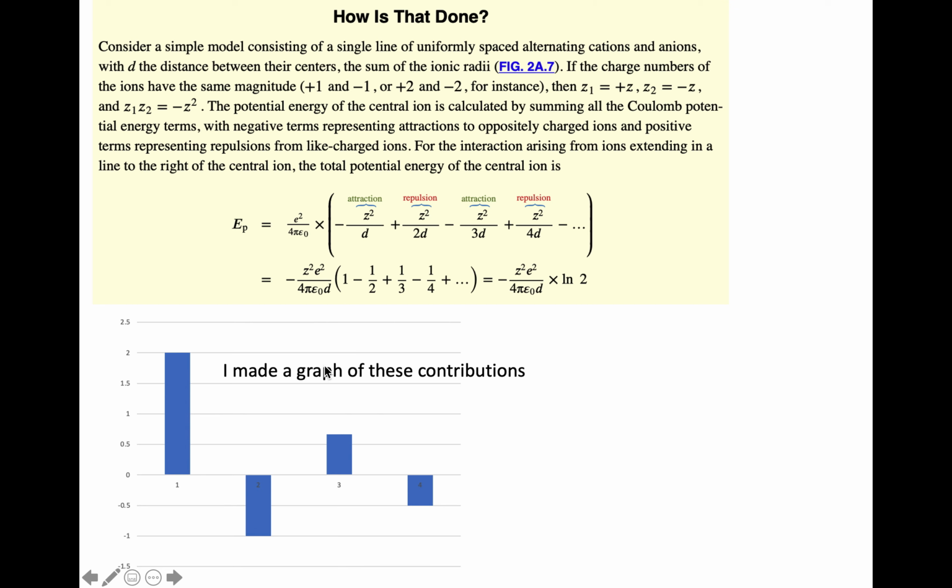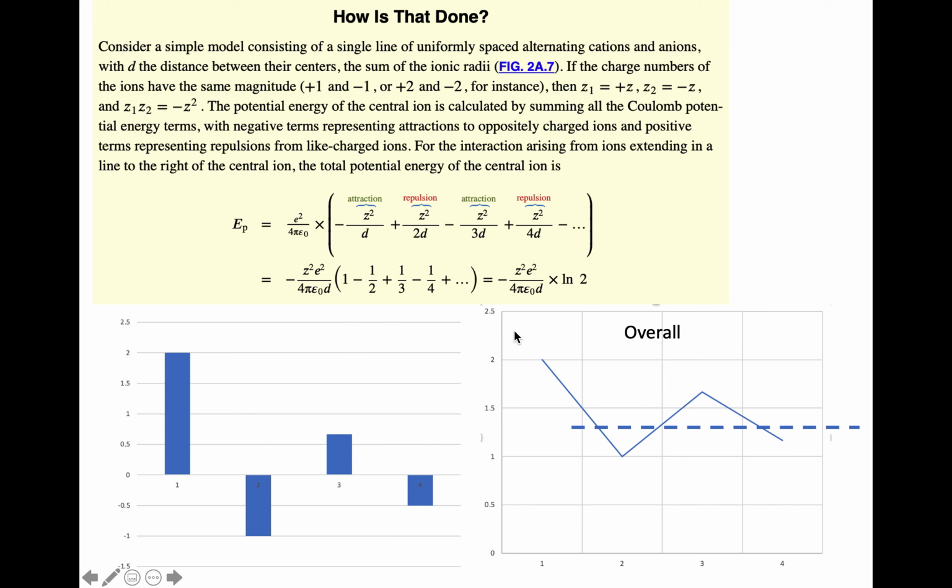So in order to sort of illustrate this, I made a graph of these contributions. So I took this value right here and doubled it, doubled it, doubled it. So we see, first of all, a value of 2, a value of -1, plus 2/3, -1/2. This would be for this model system.